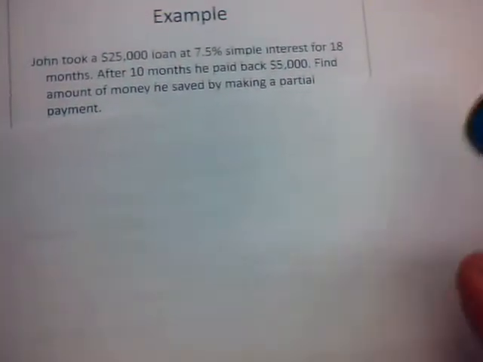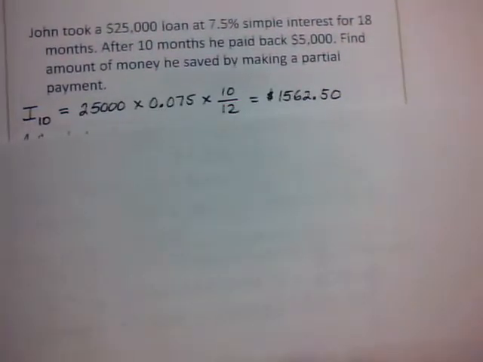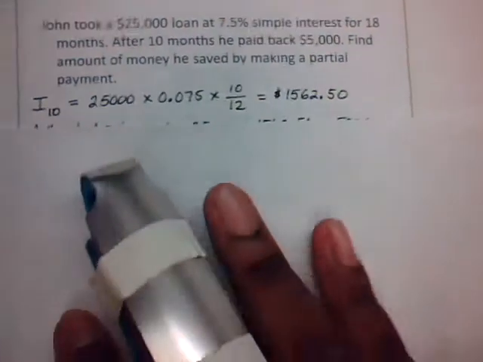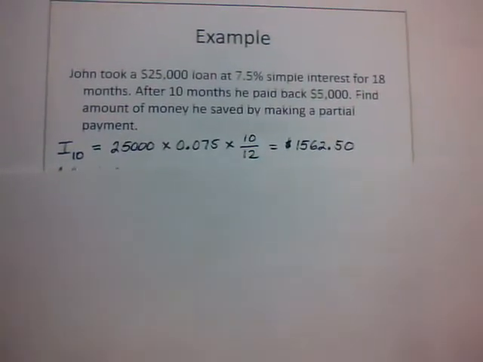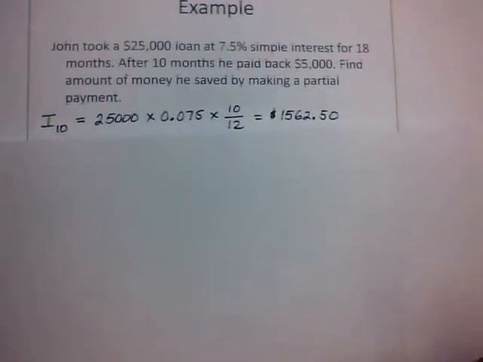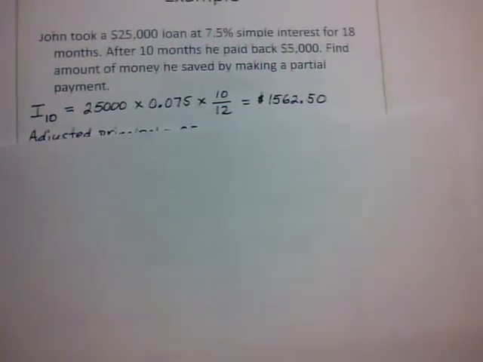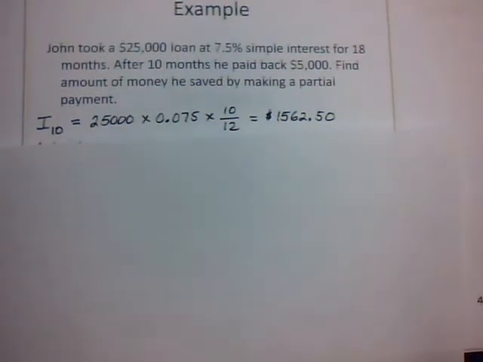Okay, so here we're going to have to do this in two parts. Let's find out what the interest is before the partial payment. So here we're going to find out what the interest was after the first 10 months. That's why I have I sub 10. That represents the interest after 10 months. That's going to be $25,000.